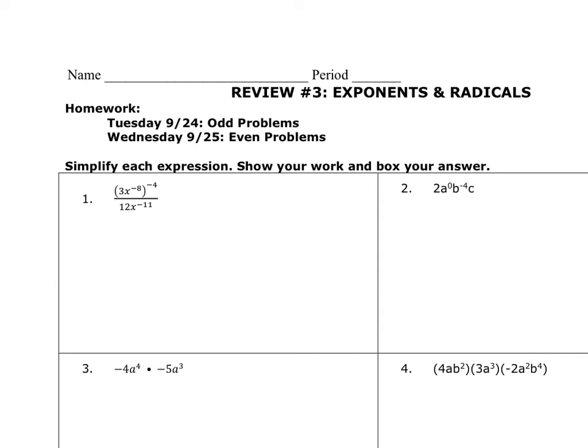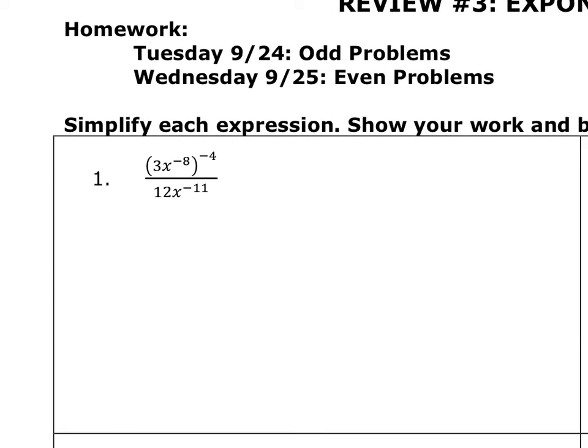This video covers the first part of Review 3 over exponents and radicals. For problem 1, we're asked to simplify each expression and show our work. The first thing I notice is I have these parentheses here, and I'm going to need to distribute that -4 to the 3 and to the -8. Now remember, when we distribute, we multiply, and in this problem we are multiplying.